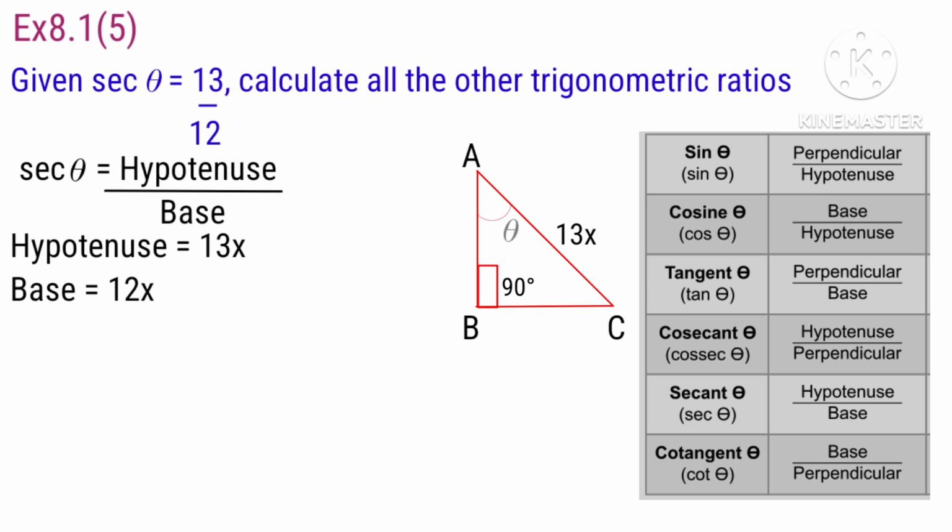So I am marking it in A. So theta and 90 degree will fall on a straight line. That line is known as base. Here AB is base. So base is 12x.